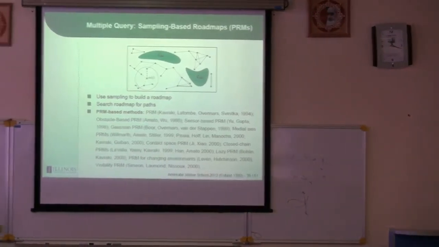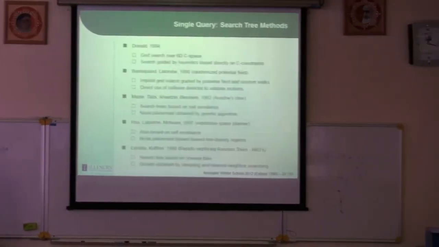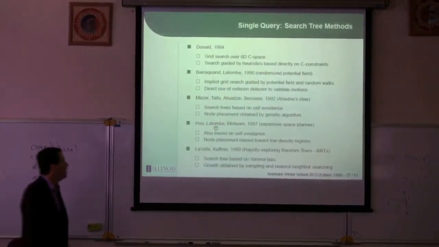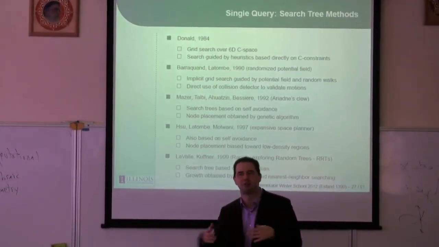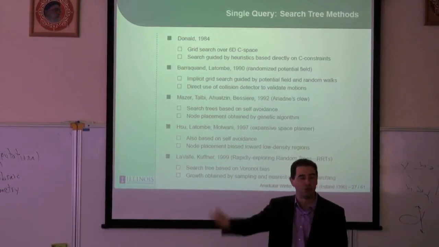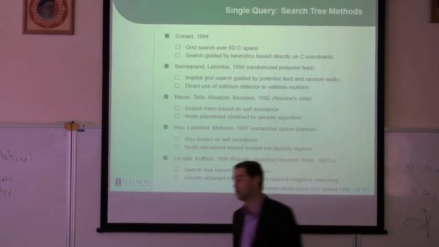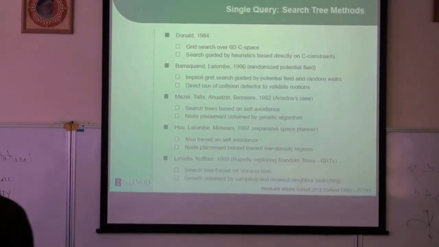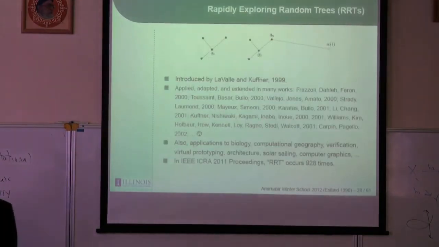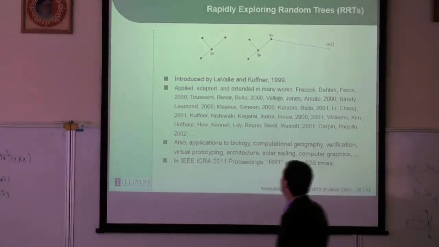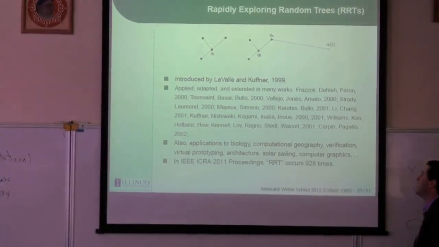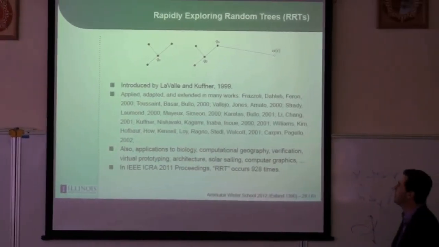All right, let's see. So that's one family of methods. If you're in single query mode, then it's something that I call incremental sampling and searching. You may search the space a little bit, sample a little more, search a little more, sample a little more until you find a solution. You do not pre-compute a data structure. We introduced this thing called a rapidly exploring random tree. Many of you have heard of this. We introduced this in, well, the first paper at ICRA was in '99. We came up with the idea in '98.